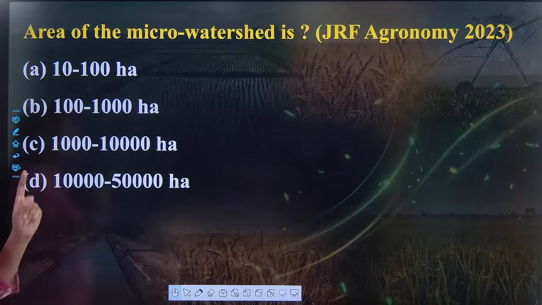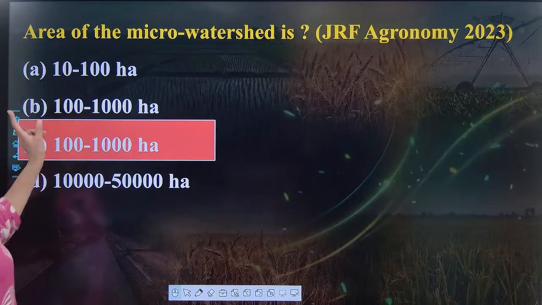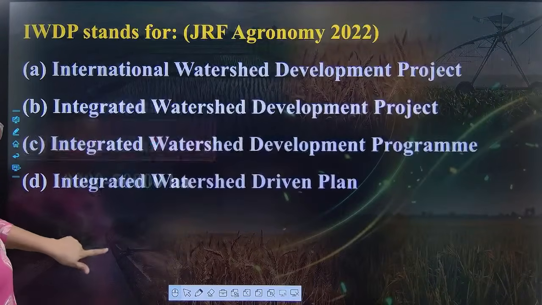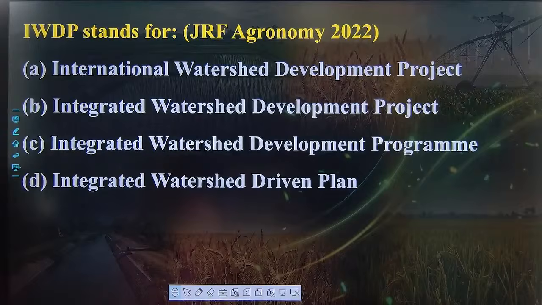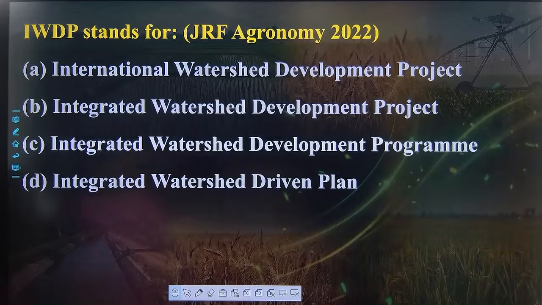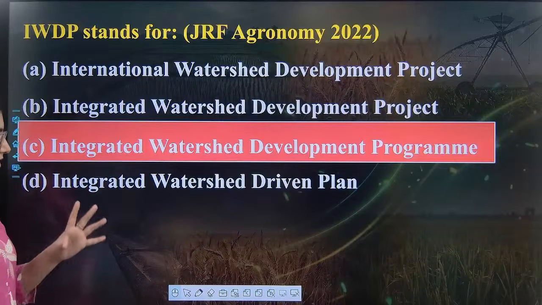Next, tell me for micro watershed, JRF Agronomy 2023. What will be the answer? Oh yes, option number B, 100 to 1000 hectare. Option number B is the correct answer. Next, from JRF Agronomy 2022, IWDP stands for, what is the full form of IWDP here? Tell me. Option number C, Integrated Watershed Development Program. Absolutely correct.